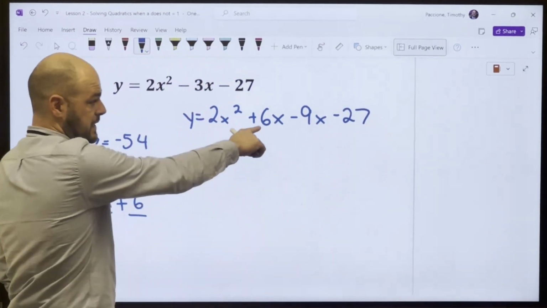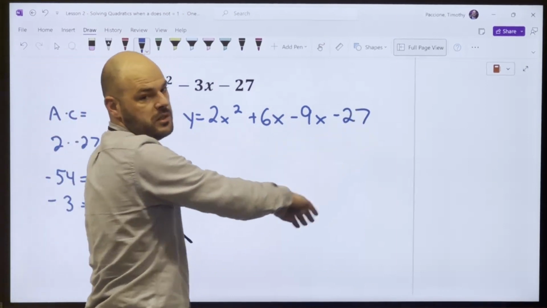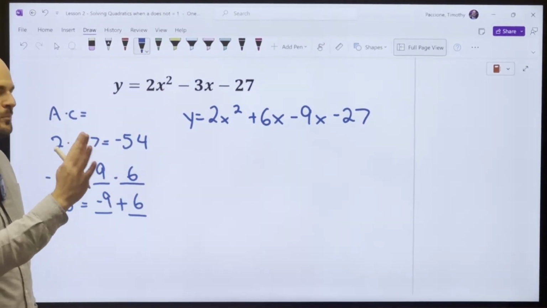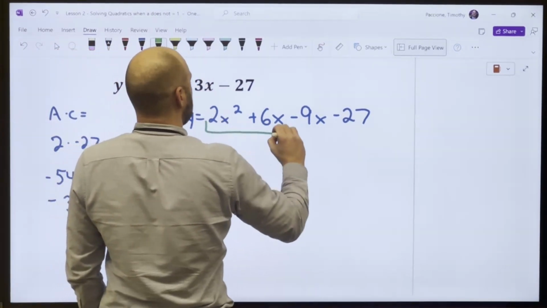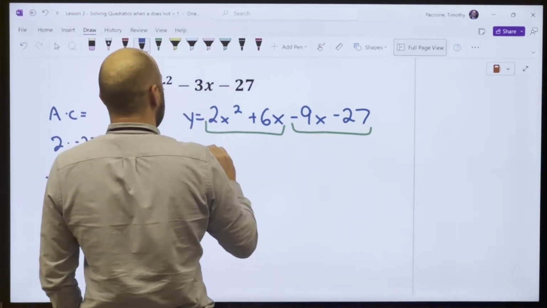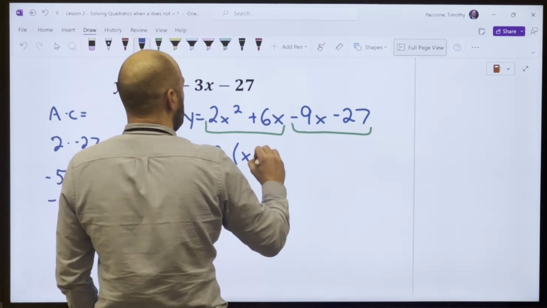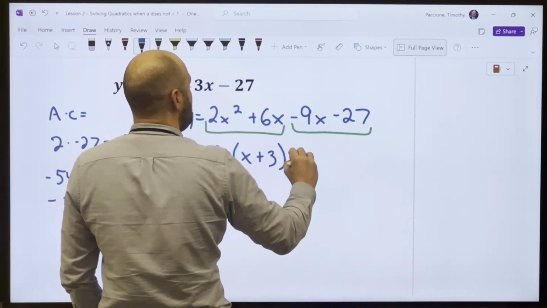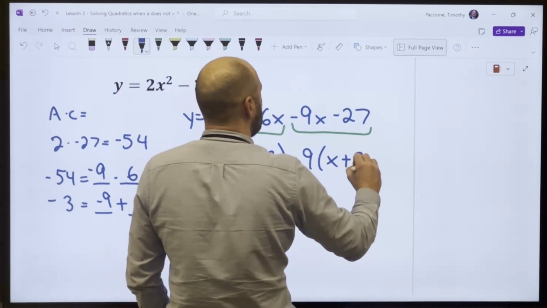The reason I did the 6 first is because that works with the 2 for grouping, and the 9 works with the 27. If I did them the other way, I would run into trouble. Now I factor by grouping. So I GCF both situations. So y equals 2x comes out of both of these, and I get x plus 3. And then minus 9 comes out of both of these, and I get x plus 3.